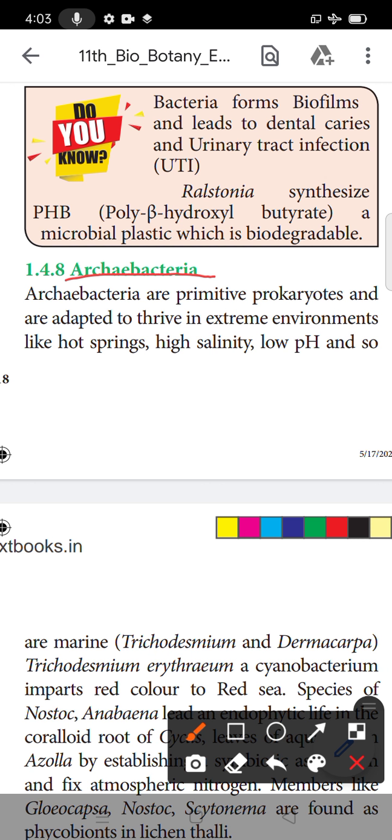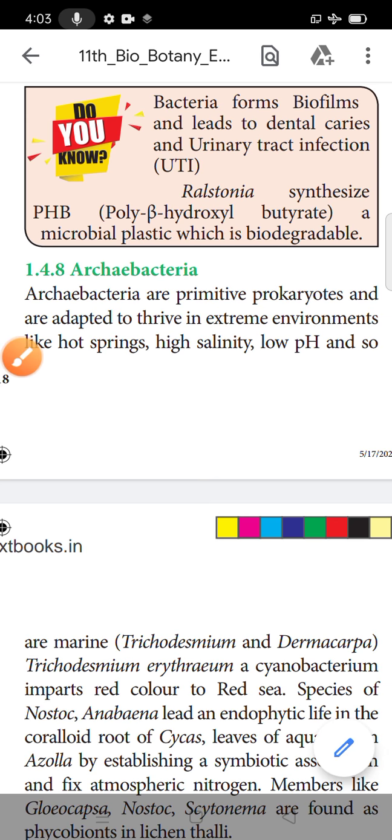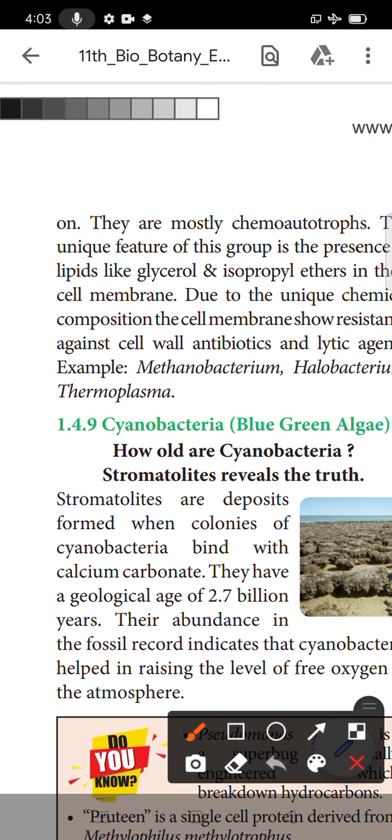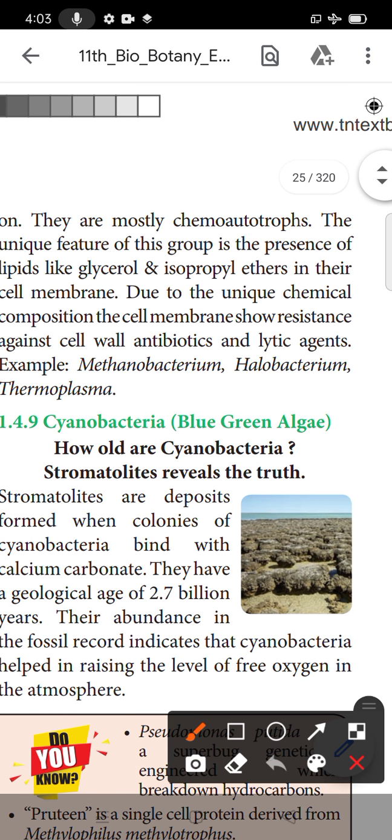The archaebacteria are the primitive prokaryotes. What is meant by prokaryotes? Before nucleus, not a well developed nucleus. They are adapted to thrive in extreme environments like hot springs, high salinity and low pH. They are mostly chemoautotrophs.